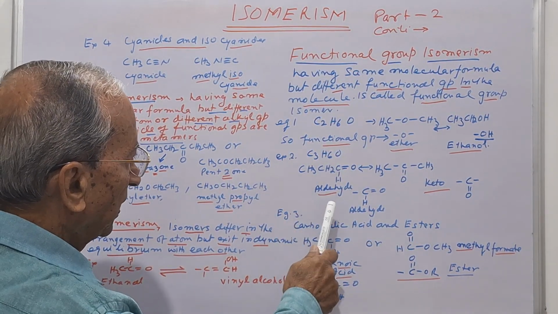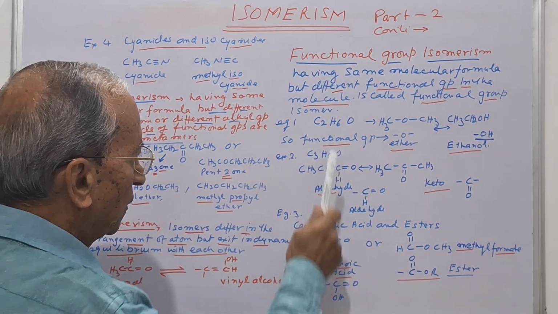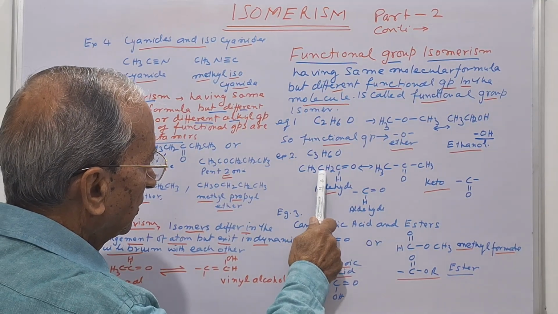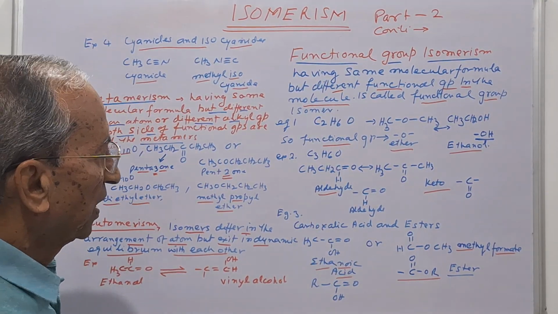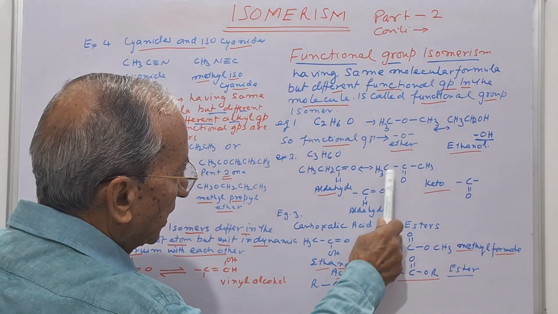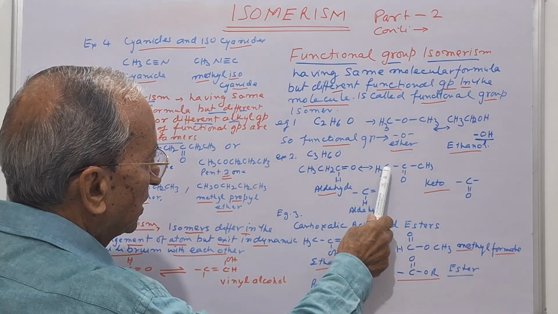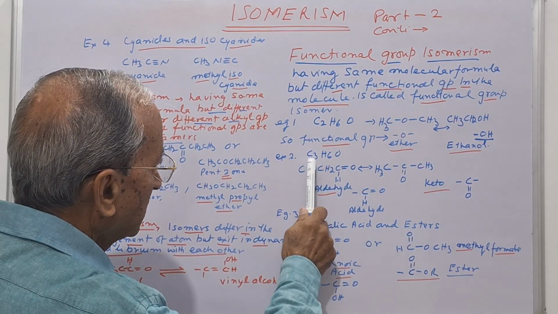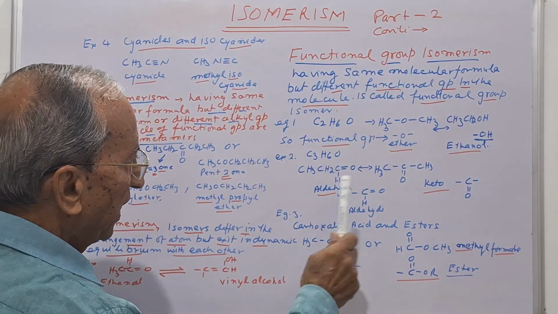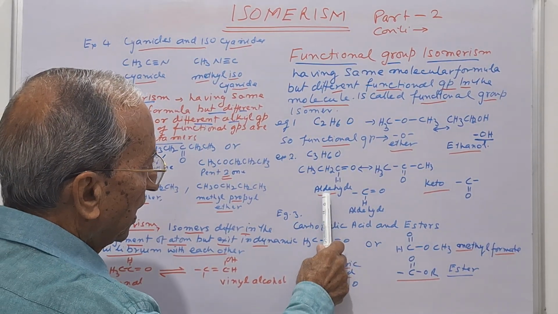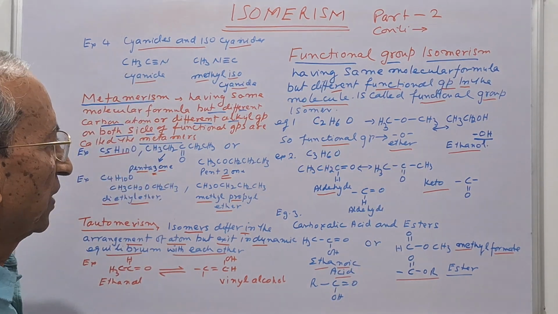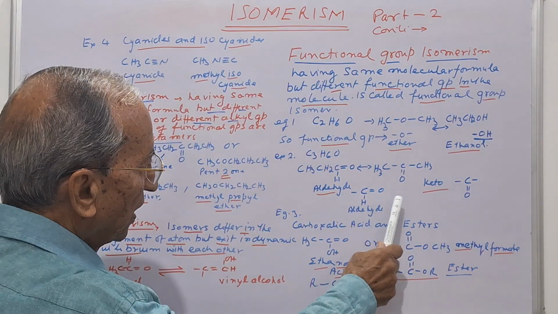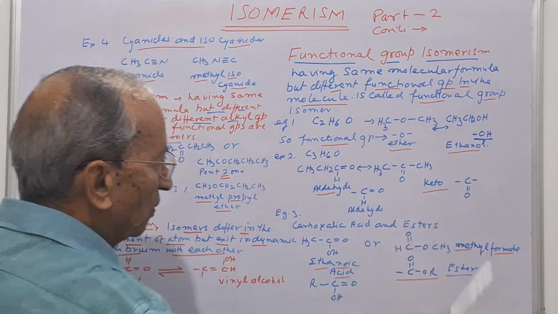If we take the second example, C3H6O, then it may be written in the form of CH3CH2CHO, that is aldehyde, and it may change itself to the keto group, that is CH3COCH3. So here, the molecular formula is C3H6O, but it exists in two functional groups, that is aldehyde and the keto group. In this case, the aldehyde group is CHO, while in this case, the keto group is CO.